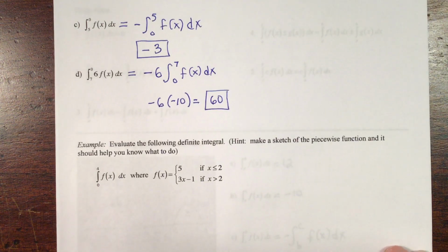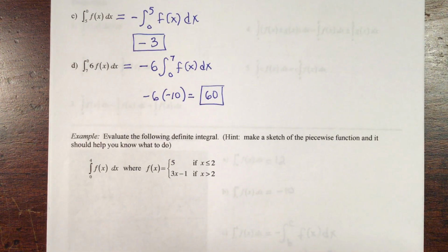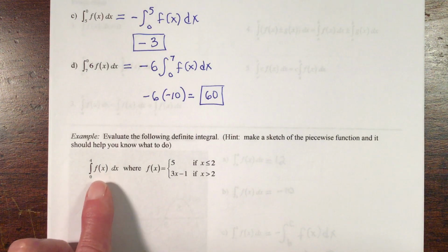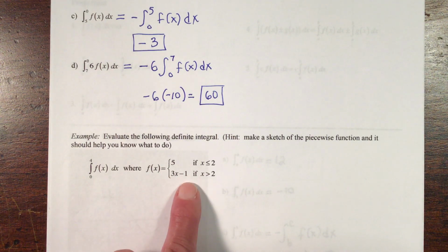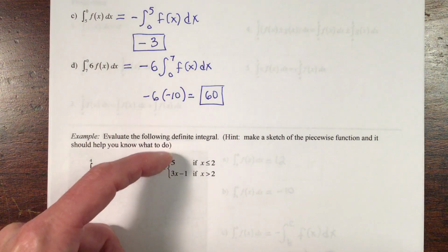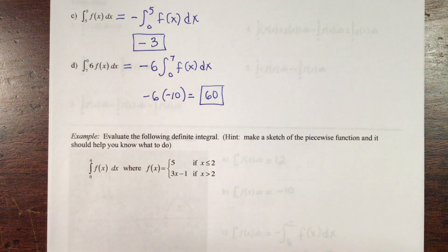So now that we worked through a few examples together, I think I may just read through this and let you guys kind of work on this one on your own. Evaluate the following definite integral. Hint, make a sketch of the piecewise function, and it should help you know what to do. So my definite integral is from 0 to 4 of f of x dx, where f of x is a piecewise function. And these are your 2 pieces. So if you give that a little sketch and you look at the picture, it should help you know what to do. So you can kind of pause the video for a little bit, work on it, and when you get the answer, you can check back to see if you got it right.